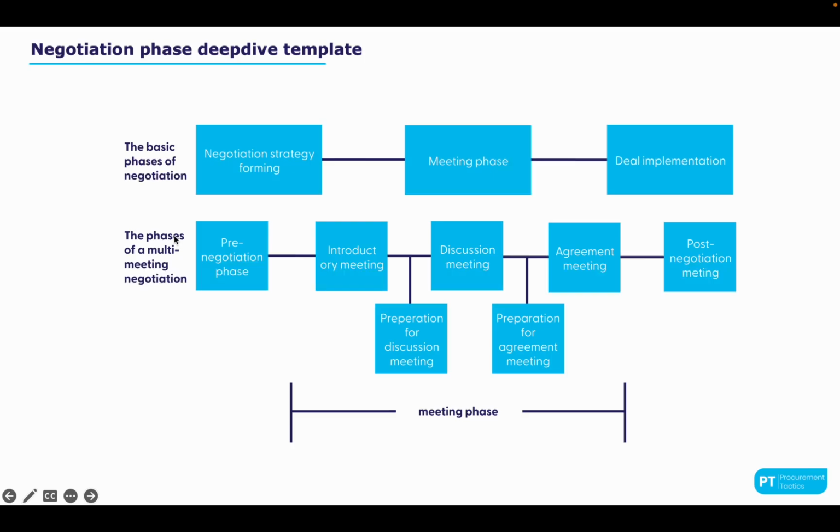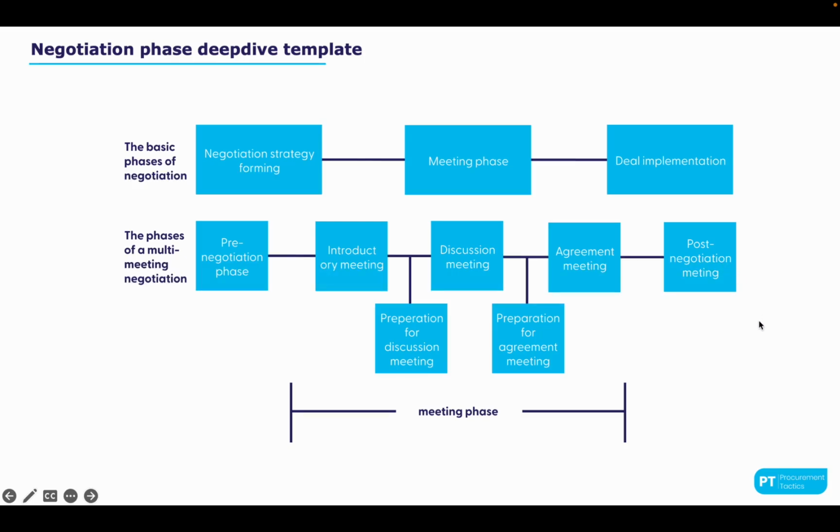The phases of a multi-meeting negotiation are always, of course, the pre-negotiation phase, the introductory meeting, then you have to prepare for the discussion meeting, you will discuss, you have a preparation for the agreement meeting, and of course you have the agreement meeting and the post-negotiation meeting.